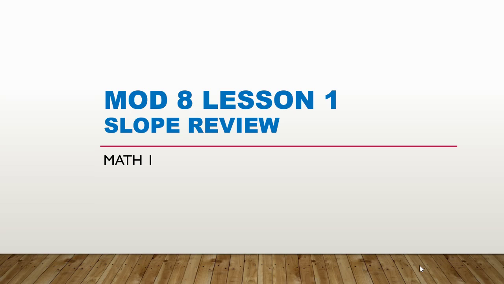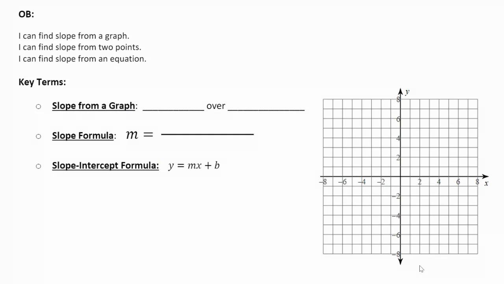In this first lesson, Mod 8 Lesson 1, we're going to be doing a slope review, which is a review of what we did earlier in the school year. If you remember, when we talk about slope, we can find slope from a graph, from 2 points, or from an equation. Slope, again, is rise over run.